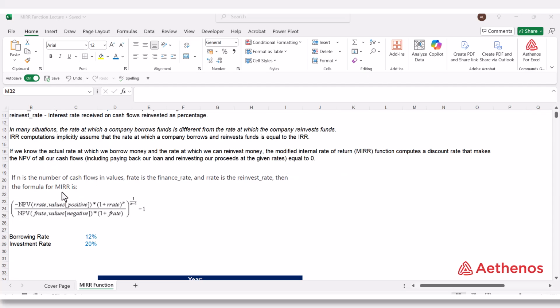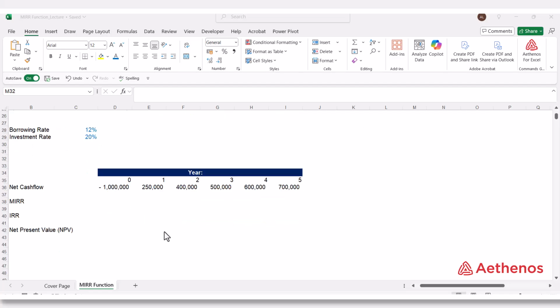So the formula used in MIRR is this. You have the negative NPV. We have minus NPV. This is the reinvestment rate. And then it discounts the positive cash flows at the reinvestment rate. So like we are investing, and then the negative values we discount at the financing rate. So that's basically the borrowing rate. So we are basically discounting the positive cash flows at the reinvestment rate and the negative cash flows at the finance rate. So let's look at an example.